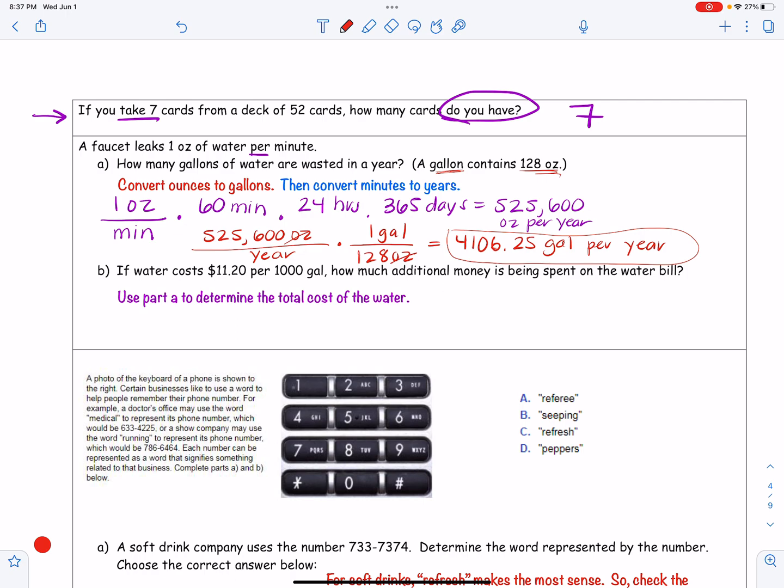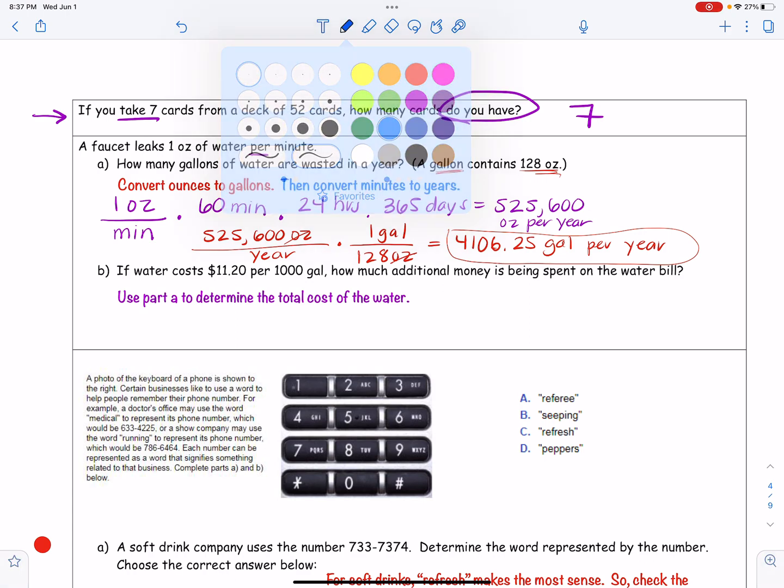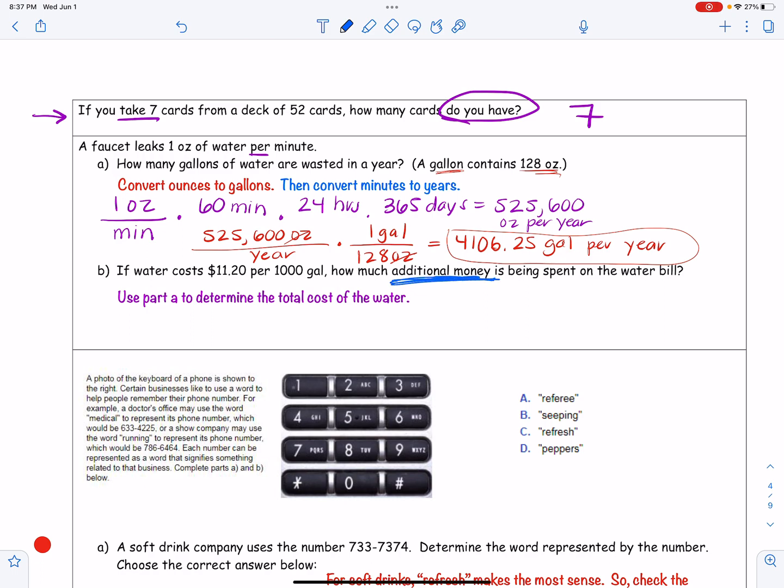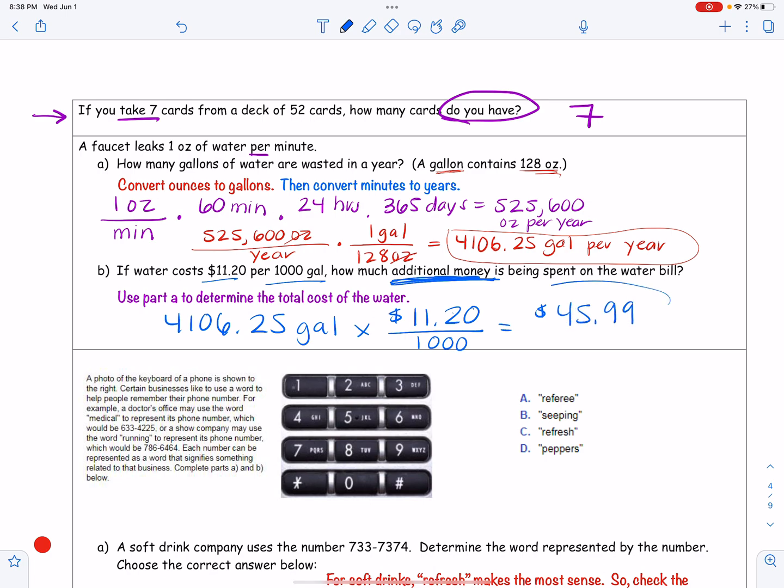All right, now part B asked me to now convert this to, let me read it carefully here, an amount of money. And I'm given dollars per gallon. So all I'm going to do here is take the number of gallons being wasted, 4,106.25. That's the number of gallons. And I'm going to multiply it by the price given, which is $11.20. There's that per again, 1,000. So to get the correct price here, I'm going to multiply that by $11.20, but I'm going to divide it by 1,000 because it's per 1,000 gallons. And that's going to tell me the amount of money here is $45.99.